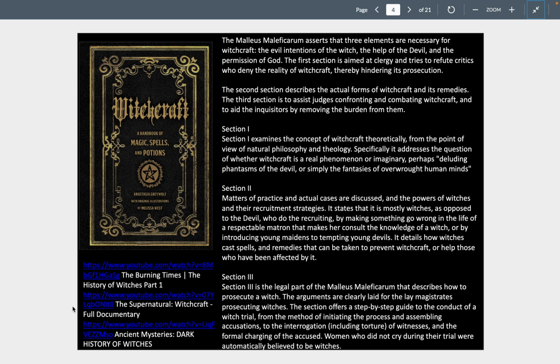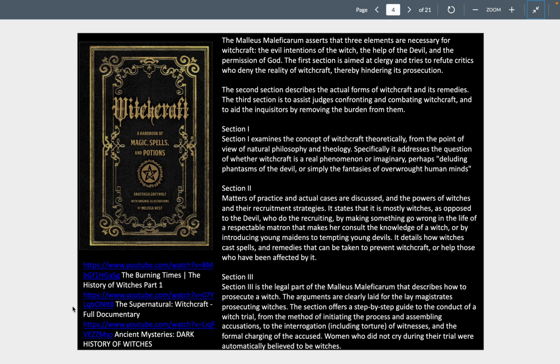Section 2, matters of practice and actual cases are discussed, the powers of witches and their recruitment strategies. And it states that mostly witches, as opposed to the devil, who do the recruiting by making something go wrong in the life of a respectable matron, that make her consult the knowledge of a witch, or by introducing young maidens to tempting young devils. It details how witches cast spells and remedies that can be taken to prevent witchcraft or to help those who have been affected by it. So it tells you who they are, it tells you how they go about doing their mischief, and also what can you do to protect yourself.